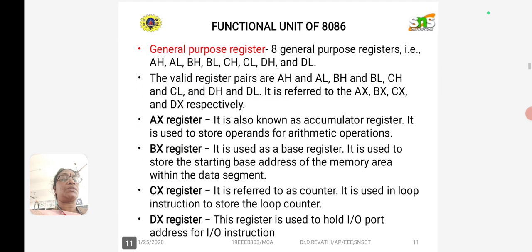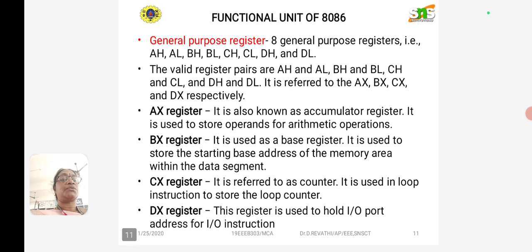Next is the general purpose registers. The general purpose registers consist of 8 registers: AH, AL, BH, BL, CH, CL, DH, and DL. The valid register pairs AH-AL, BH-BL, CH-CL, and DH-DL are referred to as AX, BX, CX, and DX respectively. The AX register is also known as the accumulator register. It is used to store the operands for arithmetic operations.